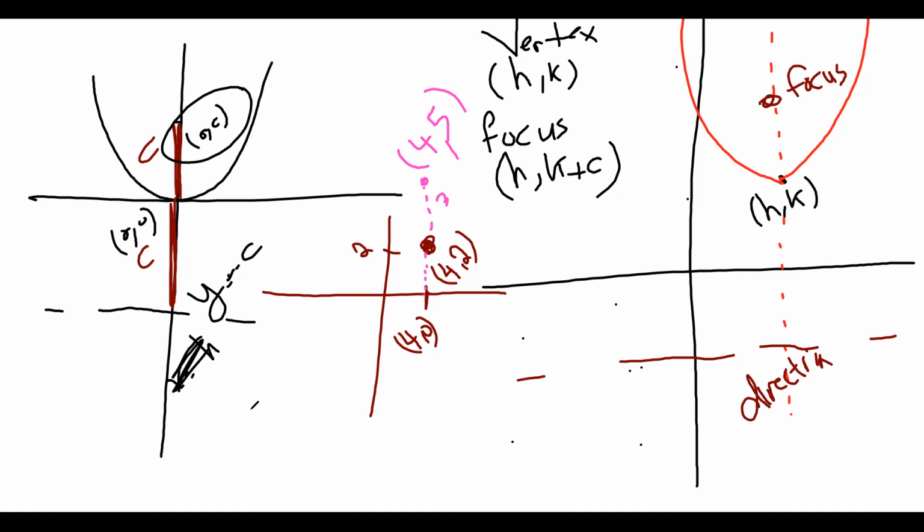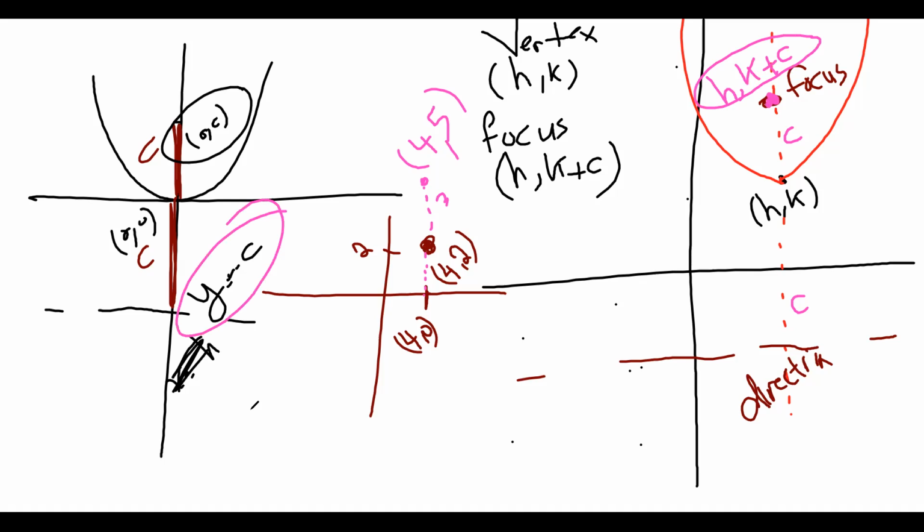Here we have to do the same. Here we have HK. The value now is increased by C. So the new focus will be HK plus C. This is for the focus.